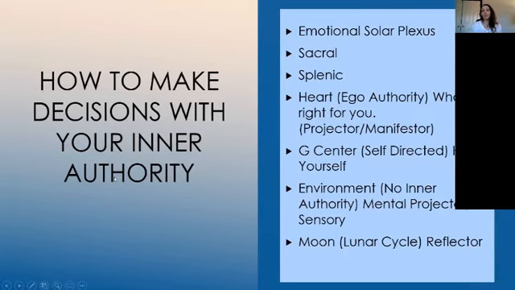So we talked a little bit about the emotional solar plexus inner authority, and we talked a little bit about the sacral inner authority. But as you can see, there are multiple inner authorities here, and these inner authorities are for how people make decisions. I'm just going to touch on the others lightly since we only have emotional solar plexus and sacral people on the call.